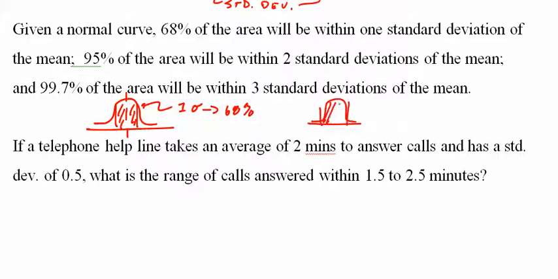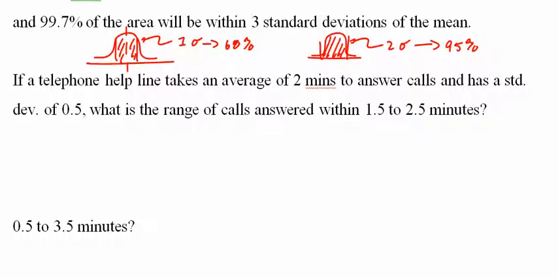2 sigma. 95% of the area is in there. That's actually a very important number in statistics. 3 sigma and 99.7%. So a telephone helpline takes an average of 2 minutes to answer calls and has a standard deviation of 0.5. So the key is to say that's my mean. This is my standard deviation. It's my sigma. So what is the range of calls answered from 1.5 to 2.5?